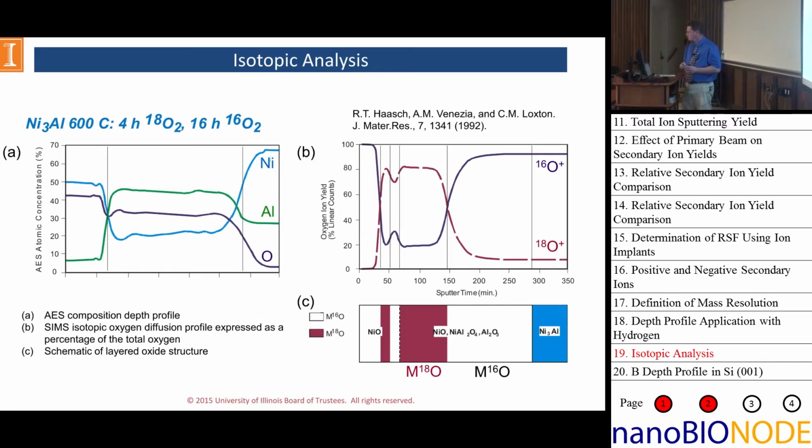So the results: basically what they were trying to determine is what's moving when you're doing oxidation. Is the aluminum or the nickel moving, or is the oxygen just diffusing in? And what they were able to find out is that both the nickel and the oxygen diffuse in the sample, but the aluminum does not.